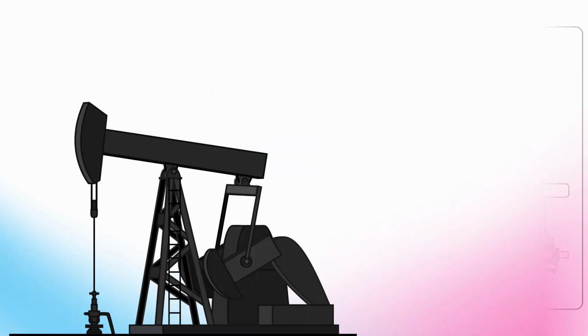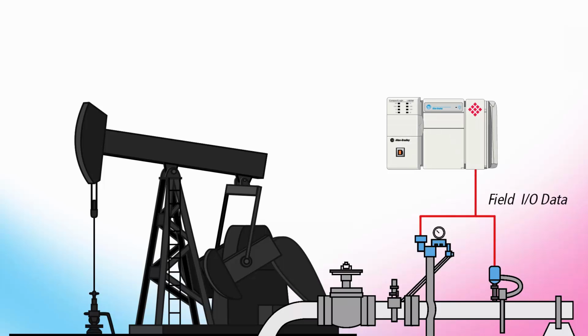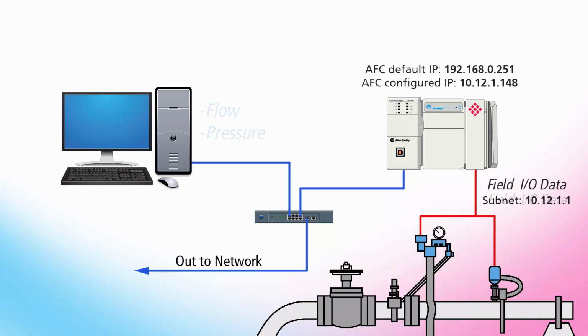In this scenario, let's say we have a well pad with multiple meters we need to take readings from, calculate flow rates and pressure, and then transfer the results to our PLC for use in the application ladder program. So here is all the hardware we'll be working with along with their respective IP addresses.